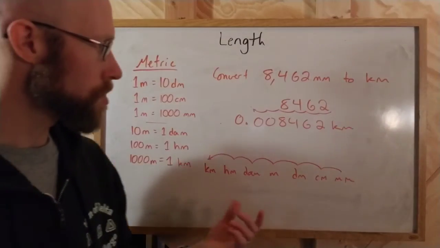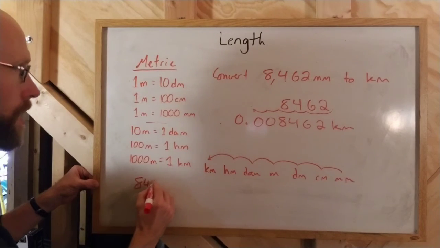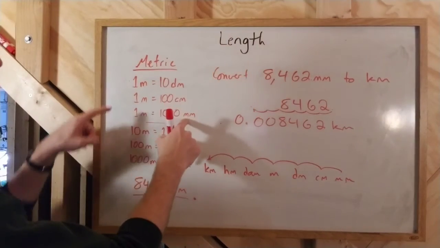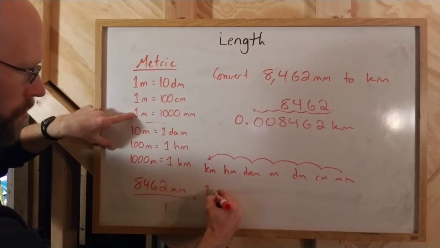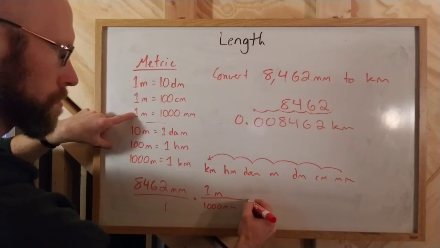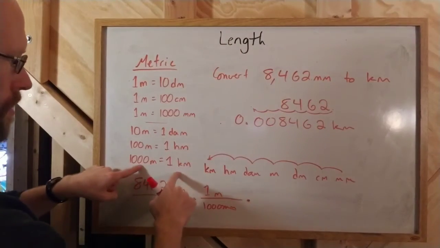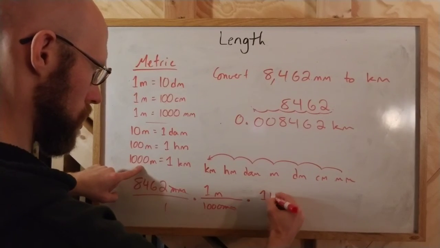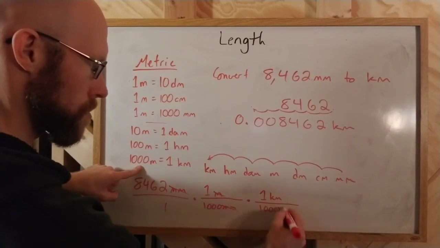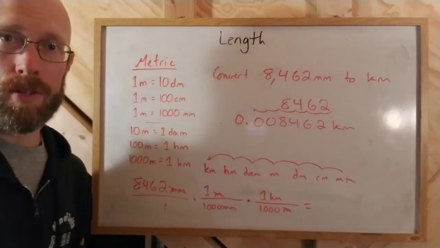And again, if you really needed to, if you weren't real confident with that, you could take the 8462 millimeters over 1. You convert millimeters to meters. And so you have 1 meter in 1,000 millimeters. And then you multiply that to get rid of your meters and turn it into kilometers. Right here, you have 1 kilometer in 1,000 meters. Cancel your meters out. And then you're just taking 8462 and dividing by 1,000 twice.